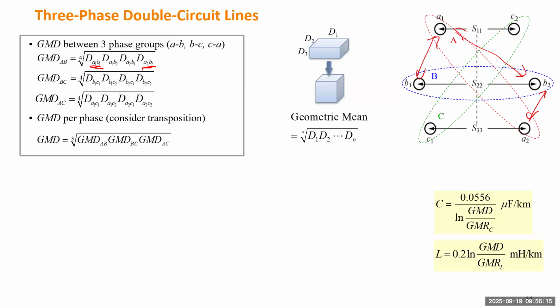This is also the distance connecting A1 and B2. Okay, so that's the second element, also the distance between B1 and A2. So that's the third element. So we just have 4 distances to consider to calculate GMD between group A and group B. Similarly, you can calculate GMD BC and GMD AC, and the final GMD we get by doing another level of geometric mean calculation. We calculate the product of those 3 GMDs, and then we take the cube root. So that gives you the final GMD.